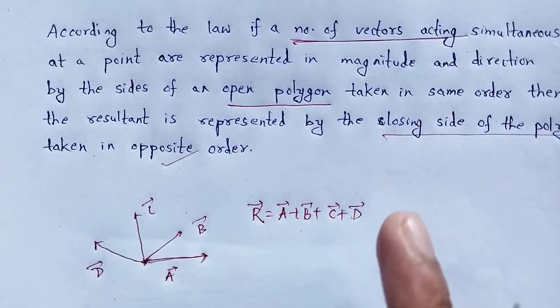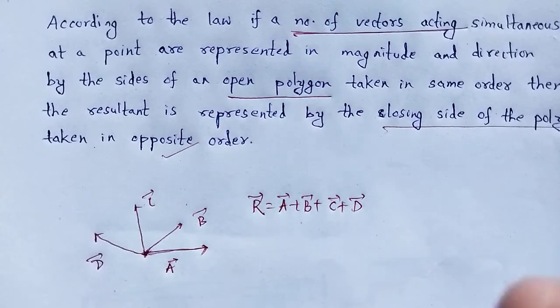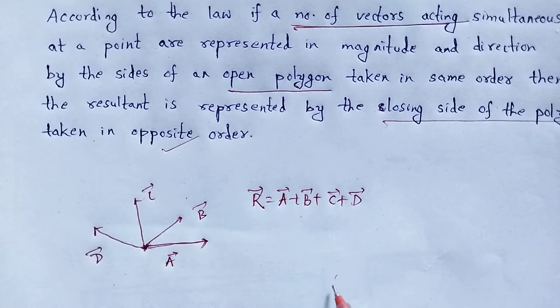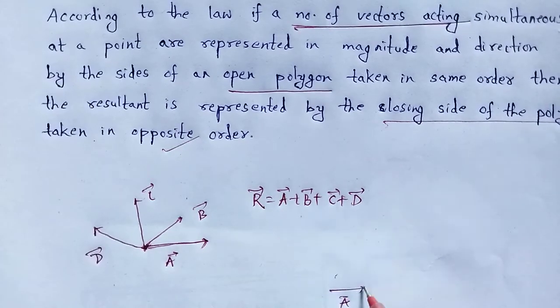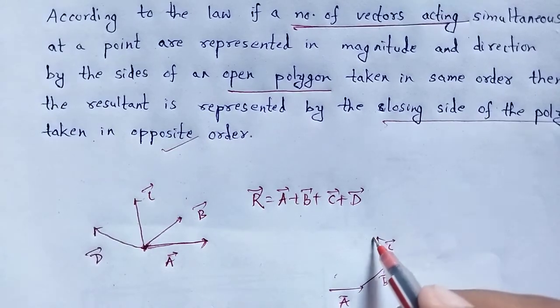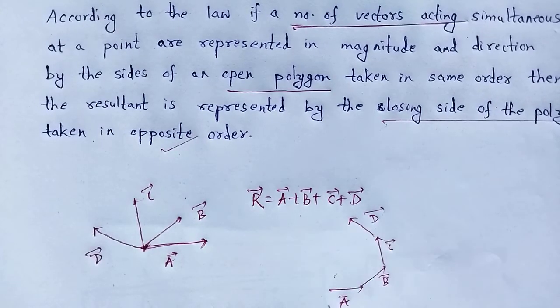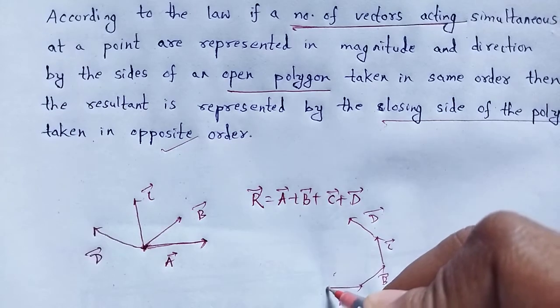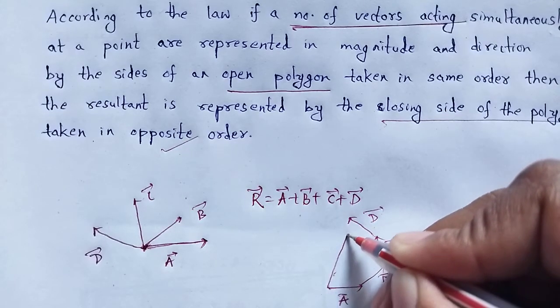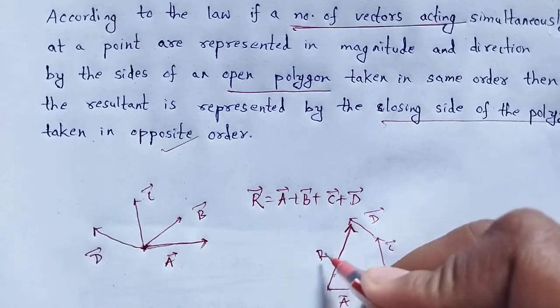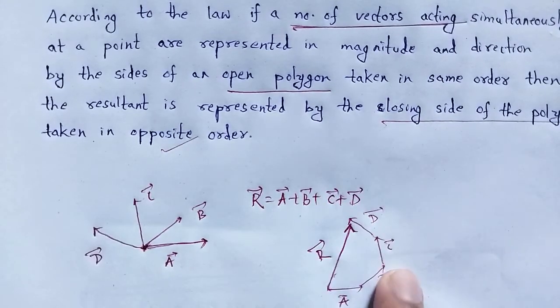These vectors are nothing but the adjacent sides of an open polygon. Let A vector, B vector, C vector and D vector be the adjacent sides of the open polygon taken in the same order, then the resultant is the closing side of that polygon. That is, the closing side of the polygon is the resultant of these vectors.